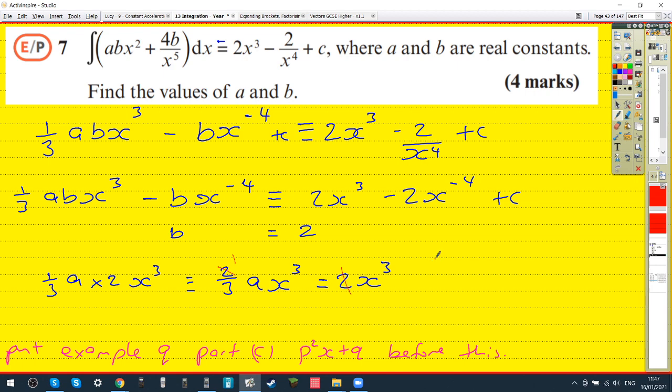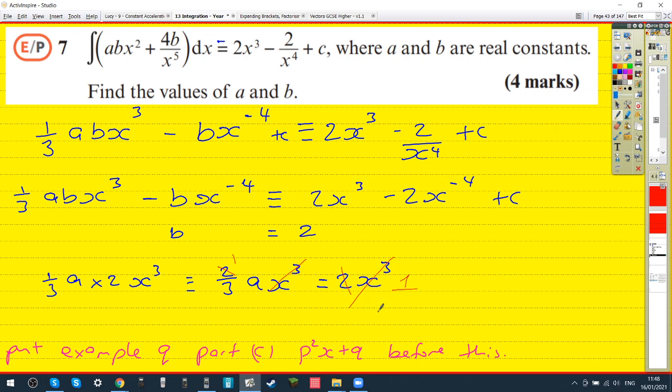And then you could divide both sides by x to the 3. So a third a equals, well, what would it equal? What's x cubed divided by x cubed? What's 2 divided by 2? 1. So it equals 1.